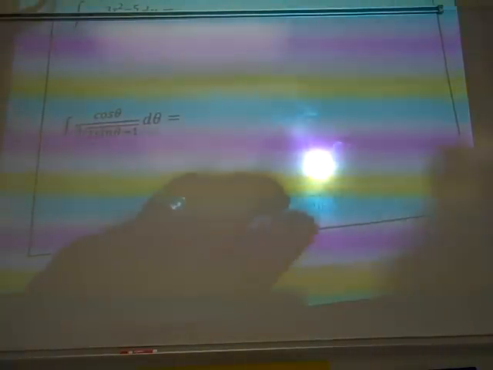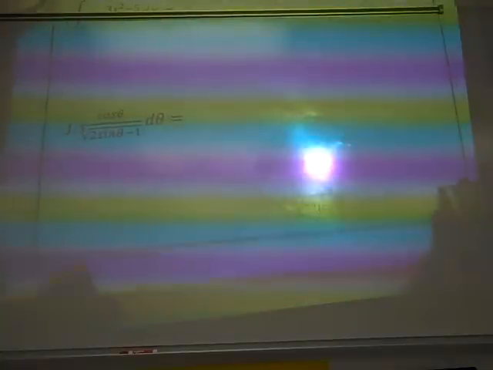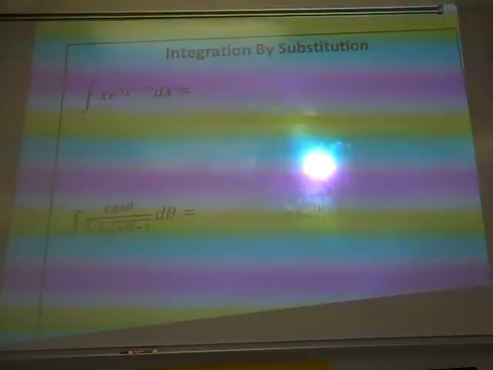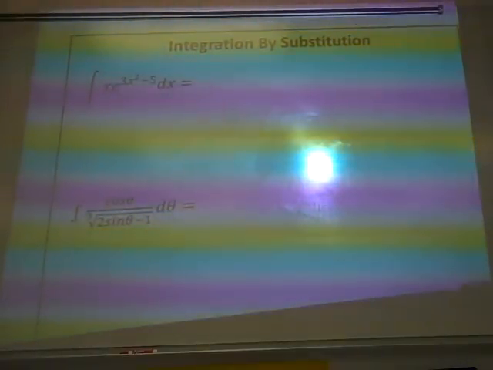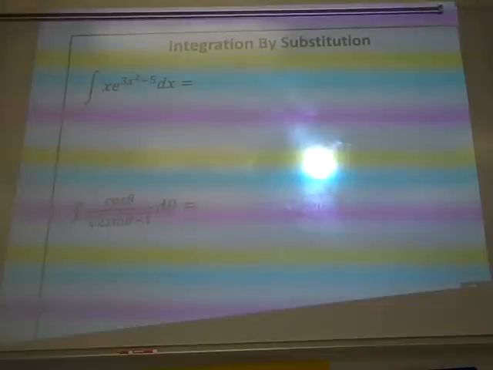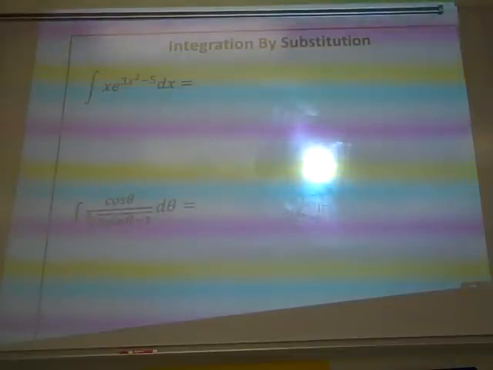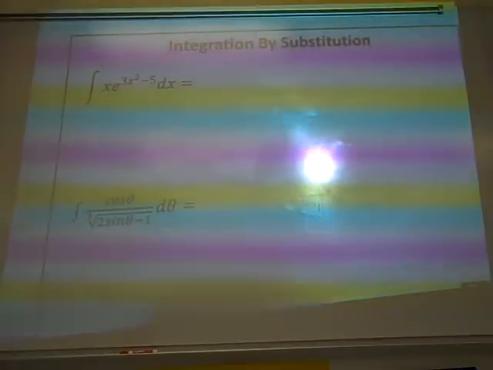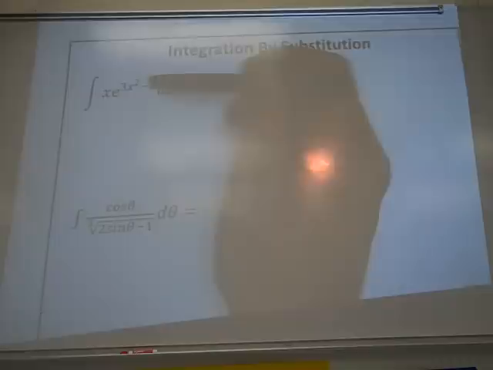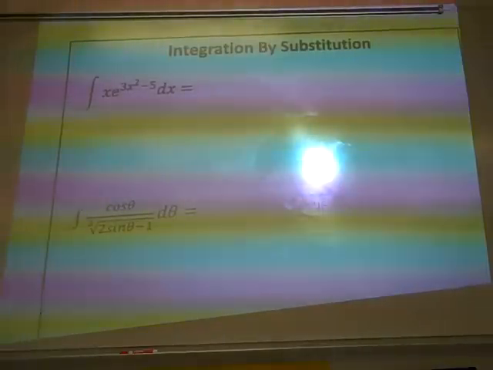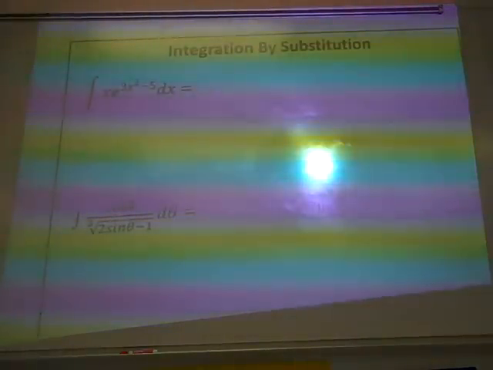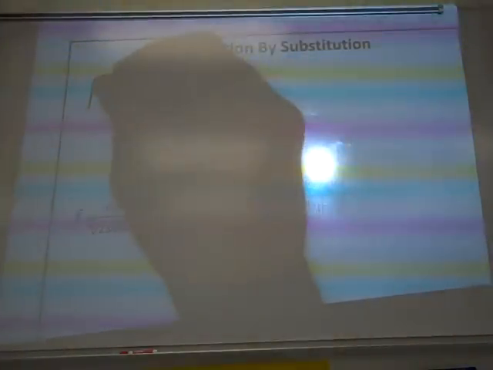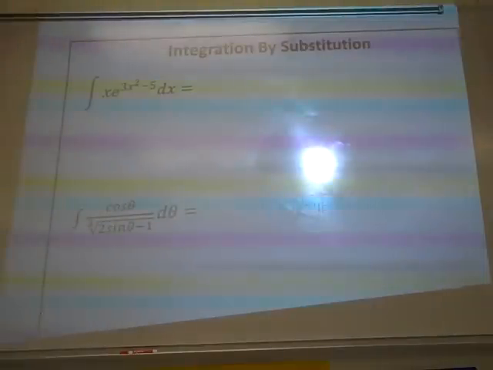Wow. Now we come to integration by substitution. This is a topic where I think it challenges you to really think creatively. And when you first look at this integrand, x e to the 3x squared minus 5, this doesn't fit any of the rules we've looked at so far. I have x times e to the 3x squared minus 5.